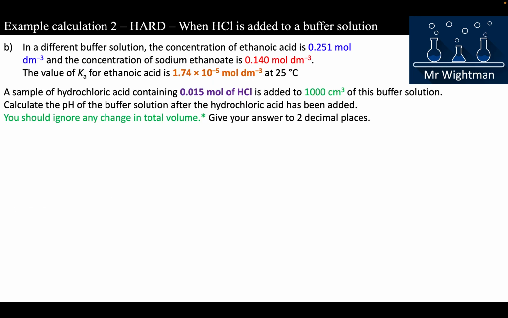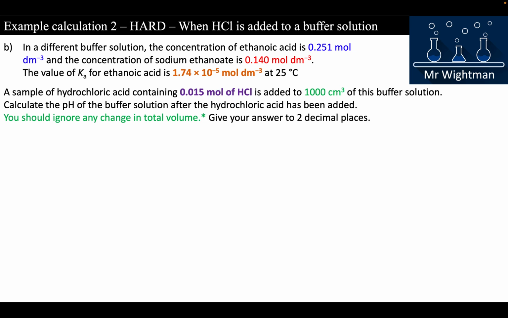But this is where it gets hard. So this is where you manipulate the question. Apologies there, where it says in a different buffer solution, the concentration of ethanoic acid is 0.254 mol dm^-3. Read that properly as concentration there. That's just a bit of formatting. And the concentration of sodium ethanoate is 0.14. So they are my two concentrations, one for ethanoic acid and one for sodium ethanoate.